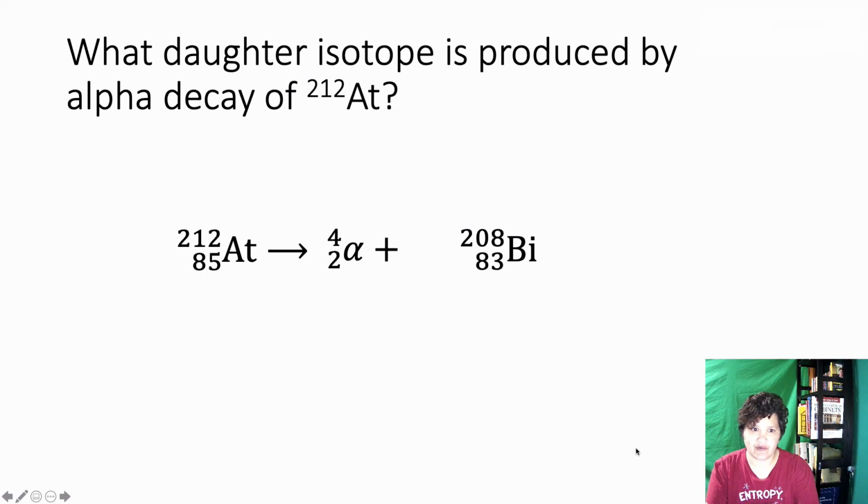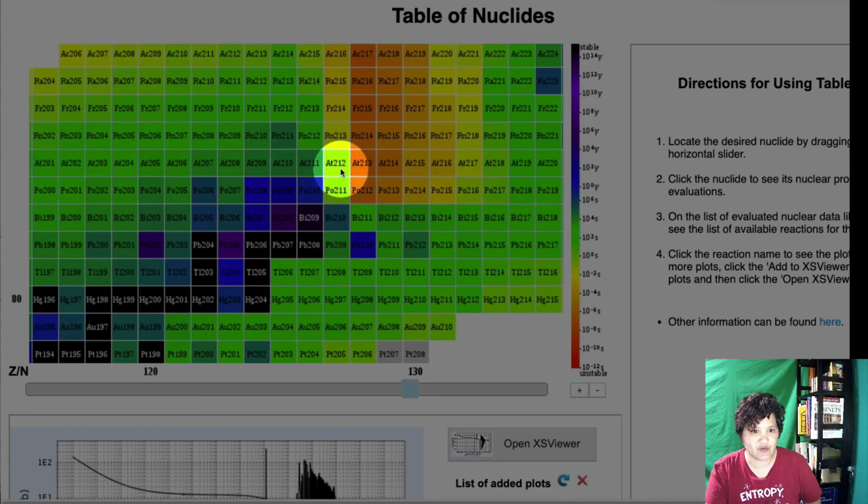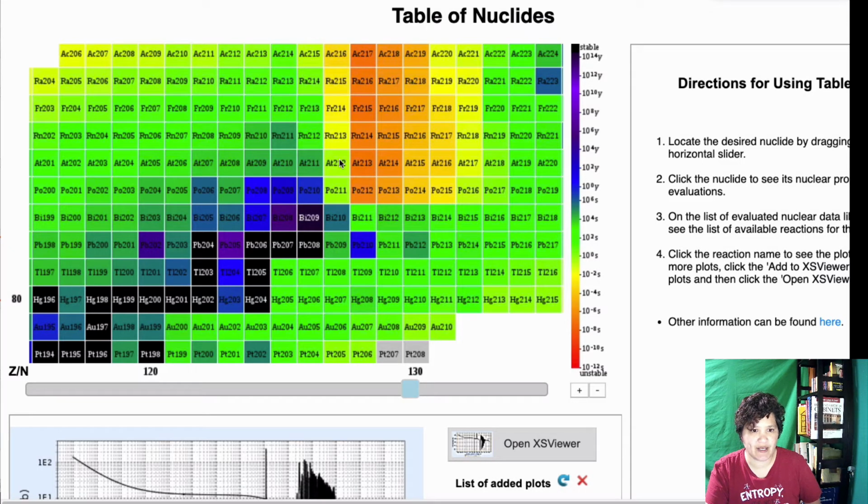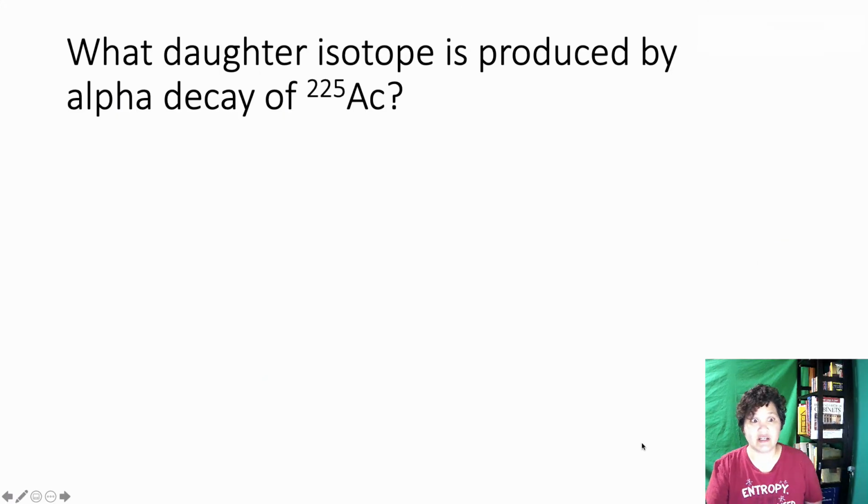Let's go back to the chart of the nuclides. Here's astatine 212 right here. Here's bismuth 208. So you can see which way did we go. We went down and to the left, and we didn't just go down one square, we actually went down 2. And now let's look at another alpha decay and see if that pattern holds.